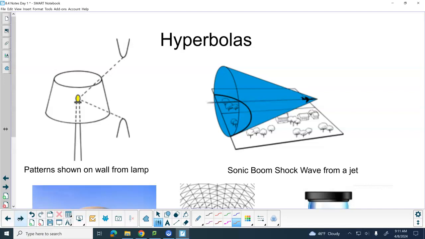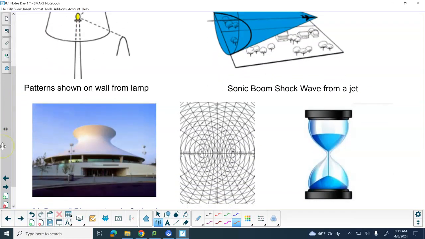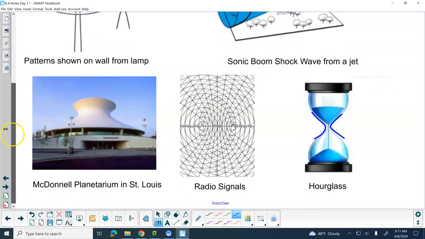Sonic booms from jets are in the shape of a hyperbola. An hourglass is in the shape of a hyperbola. It's this part right here. Here's the hyperbola. Radio location, radio signals, and triangulating. This planetarium in St. Louis is in the shape of a hyperbola. It's kind of cool. Okay.